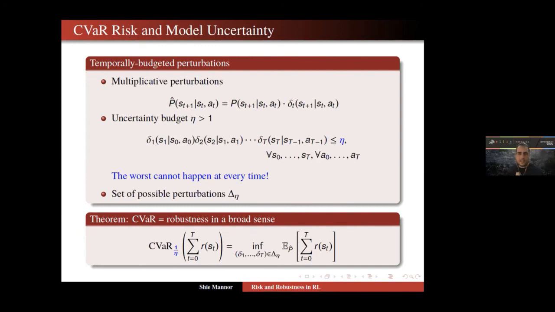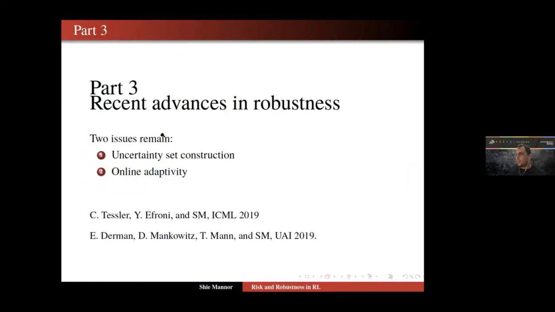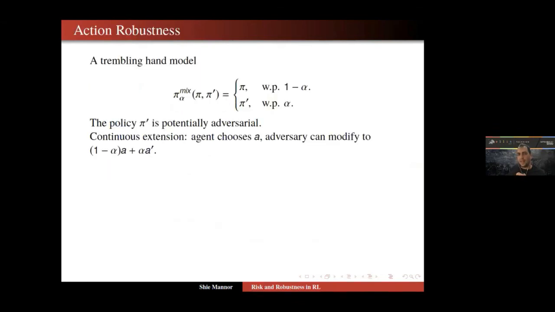So when you ask me what should I do, should I solve a robust MDP or should I solve a risk-aware measure? Well, it's whatever is more convenient for you, because you're doing the same. I think this is really the message that I wanted to bring. If time allows, I want to touch upon two issues which I think are really important, and those are recent works. The first one is how to construct an uncertainty set, and the second one is how to adapt online. So let me start with the first one, and I'll propose a model.